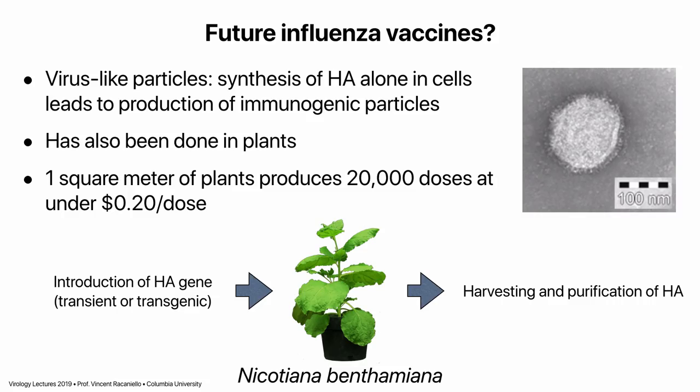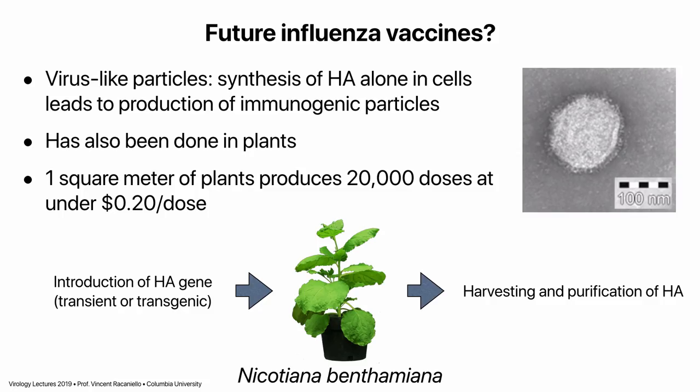We are working on some interesting vaccine technologies. One is an influenza vaccine made in plants, where you take the HA alone and you introduce the HA gene into the plants, and they will make virus-like particles, like this one shown in this electron micrograph. The reason this is interesting is because it's very cheap. A square meter of plants makes 20,000 doses of influenza vaccine, compared to one egg, which makes one dose of influenza vaccine. So a square meter, it's not a lot of plants. And so these have been in clinical trials. Unfortunately, they're not much better than the current vaccines in terms of efficacy, but they're really quick to make, and they are cheap.